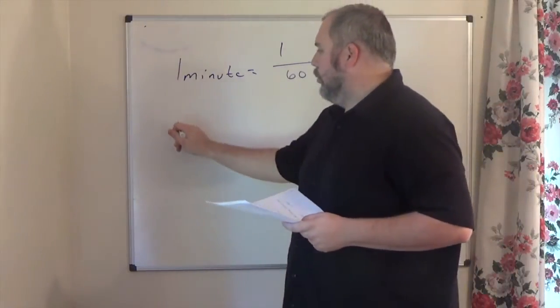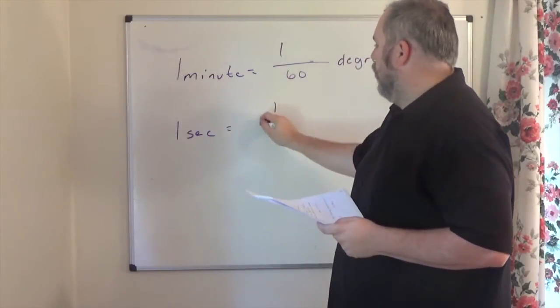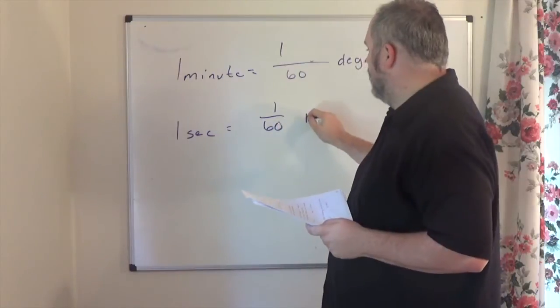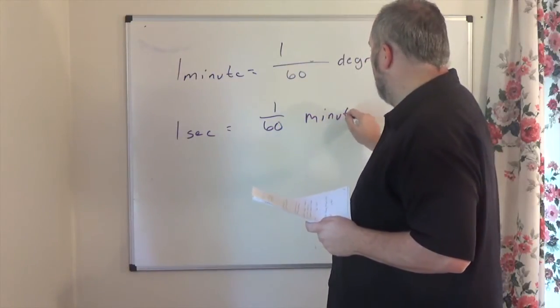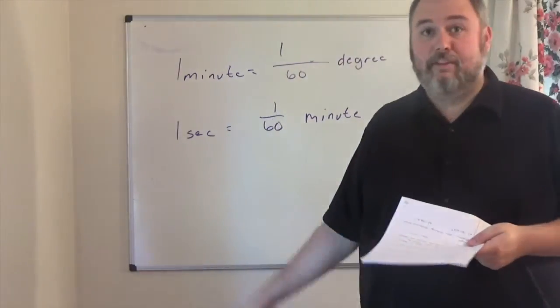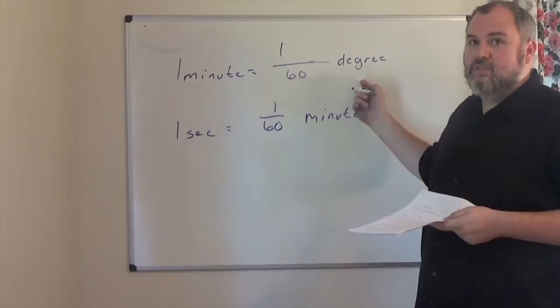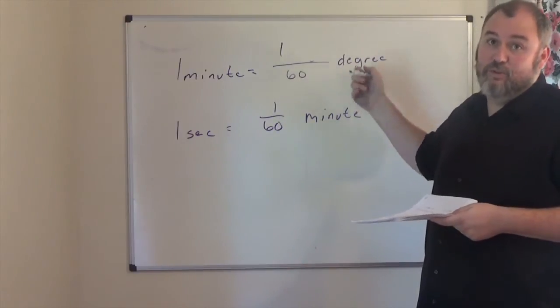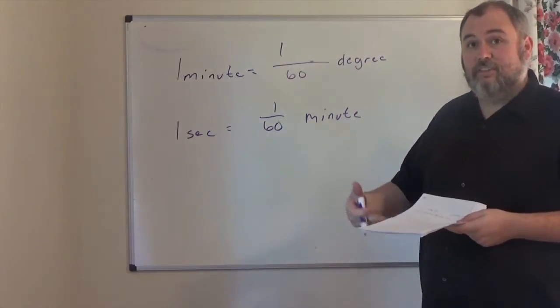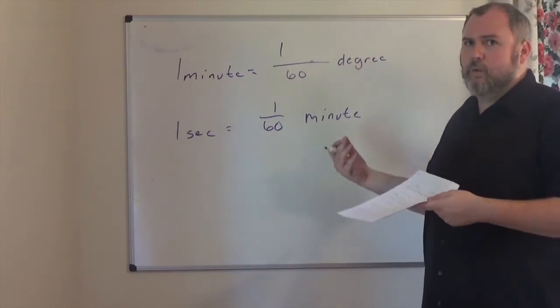And then 1 second is really 1/60th of a minute. Alright, and so this should be pretty much review for you. I mean, this concept is not that hard because we use hours all the time, and so instead of hours we're going to say degrees. So we're going to use that same principle with what you know how to use time to work with degrees.